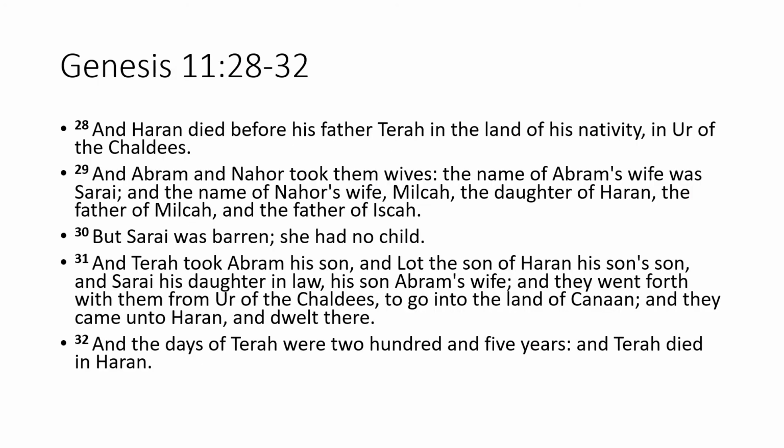Okay, so now verses 28 to 32. And Haran died before his father Terah in the land of his nativity, in Ur of the Chaldees. And Abram and Nahor took themselves wives; and Abram's wife's name was Sarai, and the name of Nahor's wife was Milcah, the daughter of Haran, the father of Milcah and the father of Iscah. But Sarai was barren; she had no child. And Terah took Abram his son, and Lot the son of Haran, his son's son, and Sarai his daughter-in-law, his son Abram's wife, and they went forth with them from Ur of the Chaldees, to go to the land of Canaan.